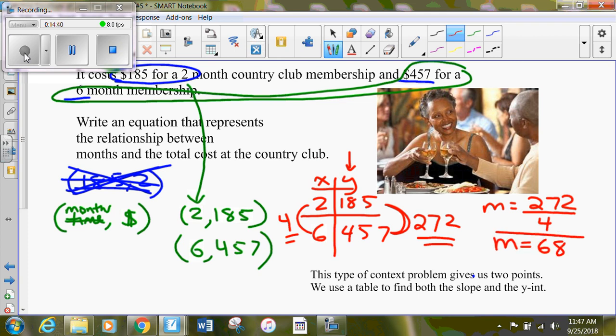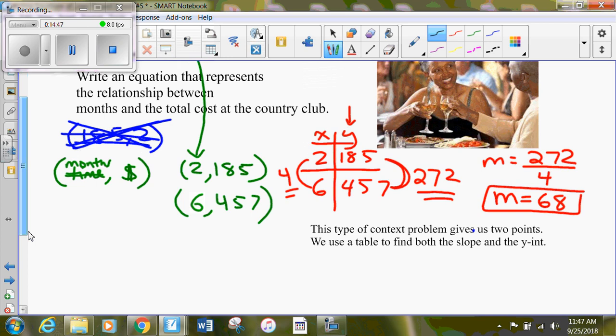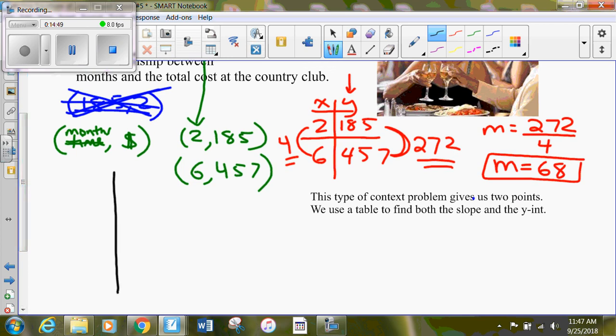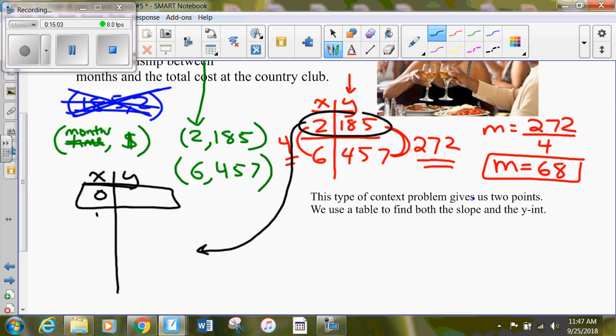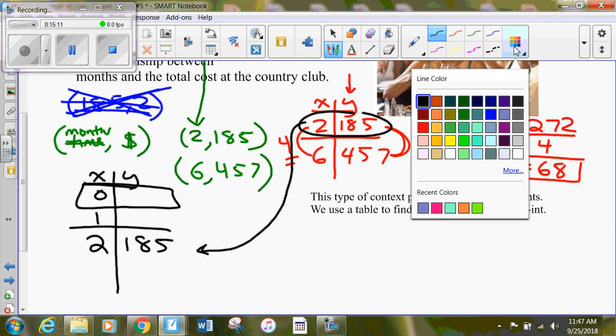All right, we're almost done. We have the slope, but we don't have the y-intercept. So we are going to go ahead and make another table to find our y-intercept. We know that our y-intercept is whatever y is when x is equal to 0. And we're going to use our point that's the closest to 0, right? So we don't know what y is when x is 1, but we do know when x is 2, y is 185.